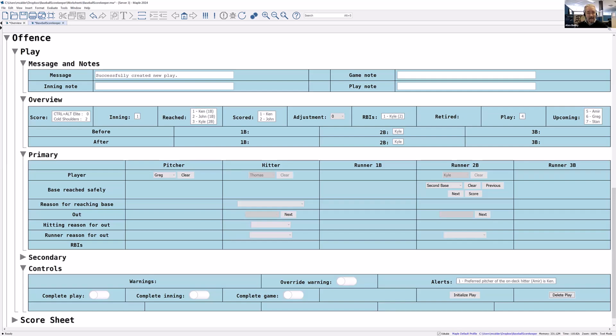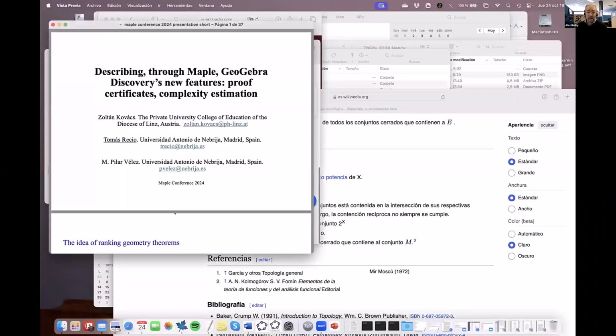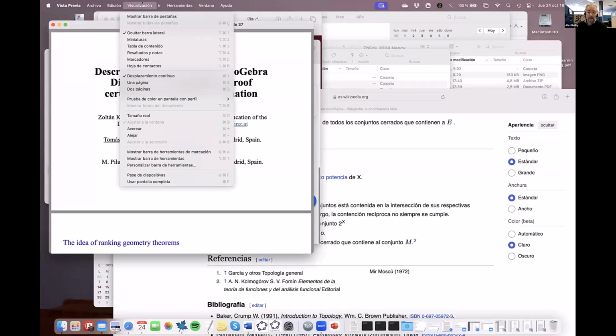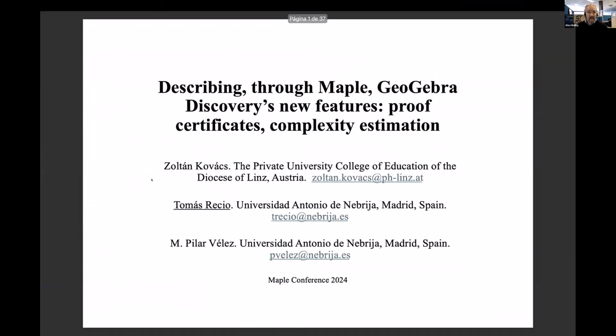That's really cool. Well, thank you, Matthew, for showing us your application. Very interactive. We're going to be moving on to the next presenter now. Thank you, Alex. So we have Tomás Recio. He's joining us from Spain. His team were also presenting in one of the earlier sessions, and he's going to be describing through Maple GeoGebra's discoveries, new features, proof certificates, and complexity estimation. So if you can get ready there, please, Tomás, and you can see your screen now.